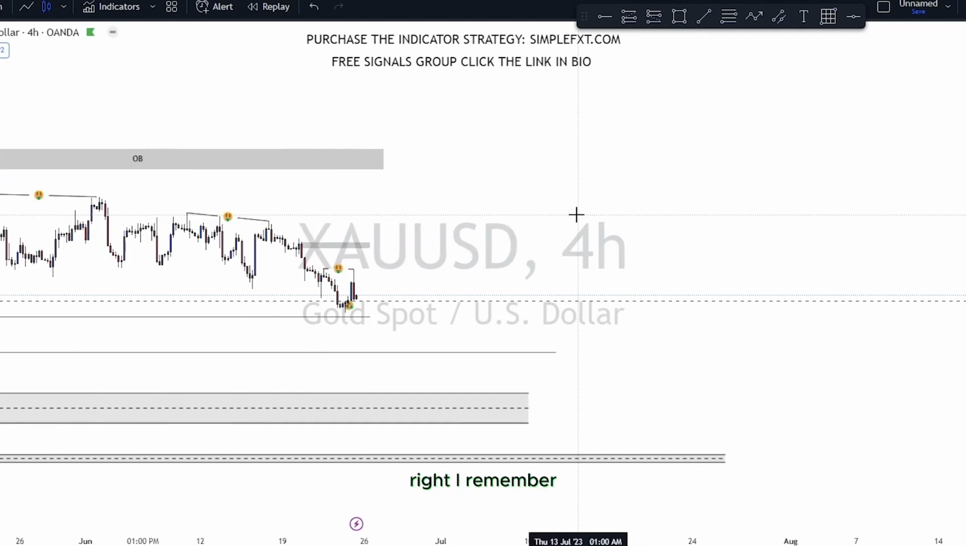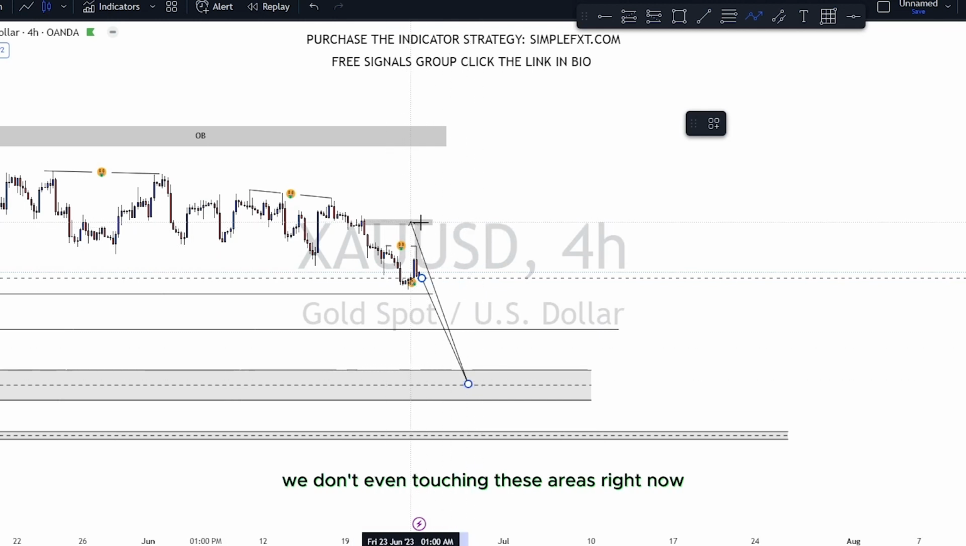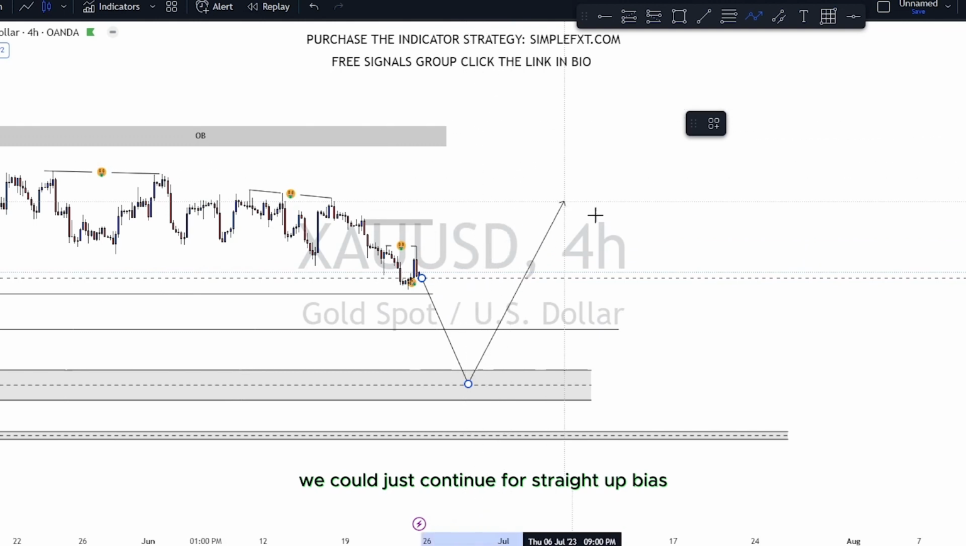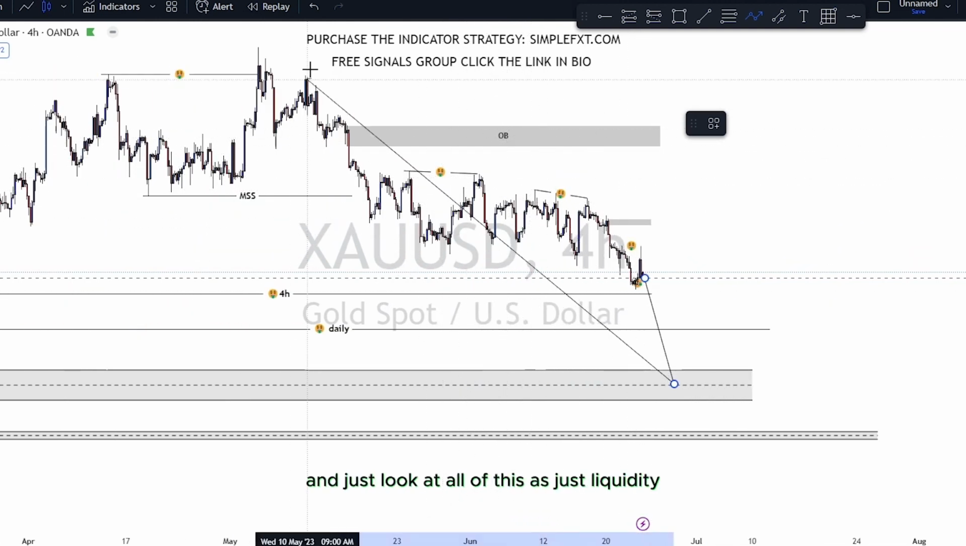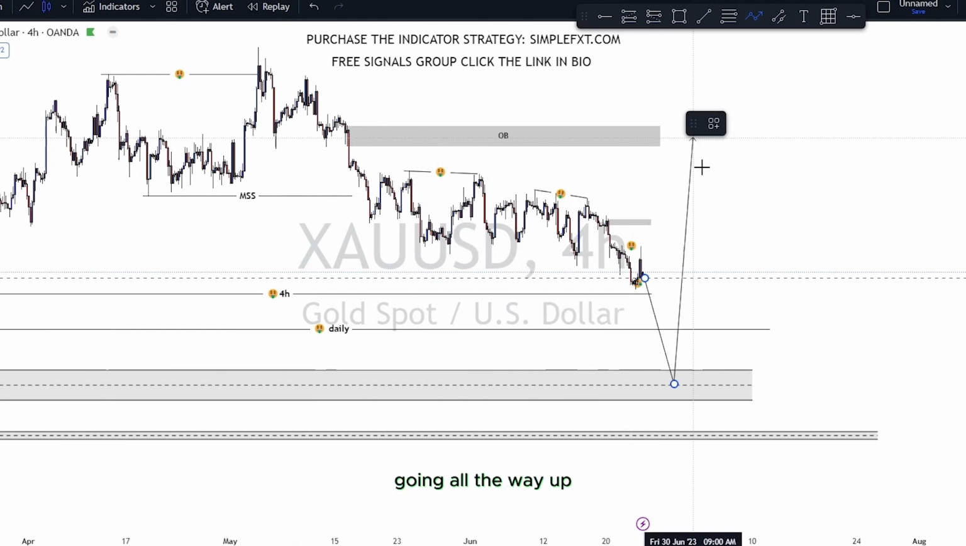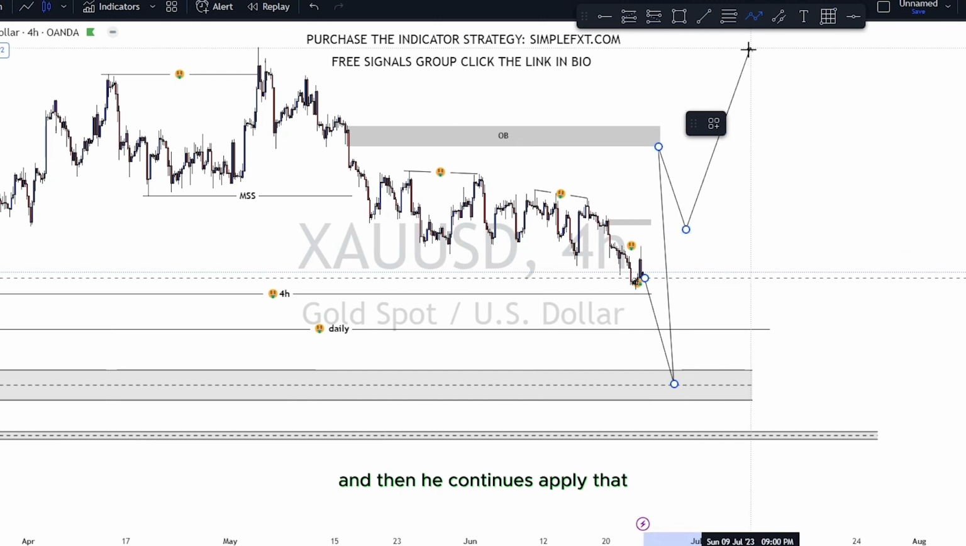All right, and remember, price could easily just continue and start taking out these sell side, come all the way down here without even touching these areas, right? That way it could just continue for straight up buys. To be honest, at that point I would just get rid of all these and just look at all of this as just liquidity going all the way up, or we could just get a little nice retracement there and then it continues up like that. It all depends on what he wants to create in that meantime.